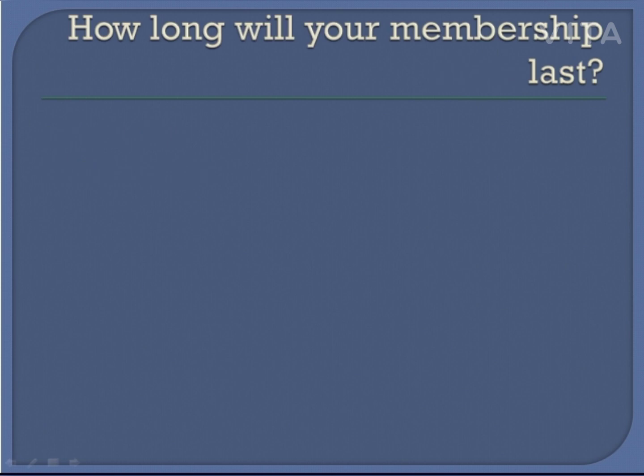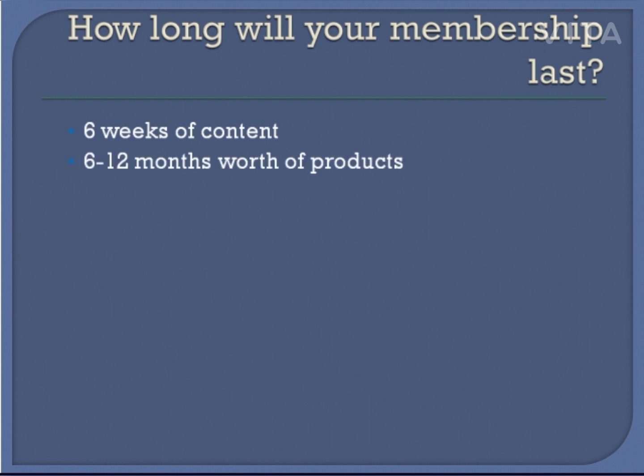Then you're going to need to know how long your membership site will last. Now, what you can do initially is, when you gather all the content and see how much content you have, and what kind of content you might need to add, that will tell you how long your membership site will last realistically. You could have 6 weeks of content. You could have 6 to 12 months worth of products. It really depends on your audience and who is buying your products.